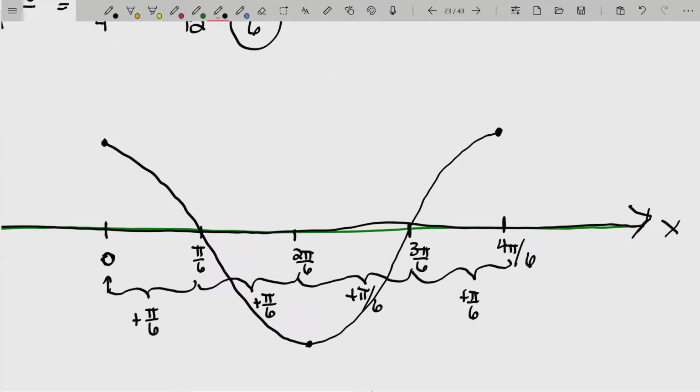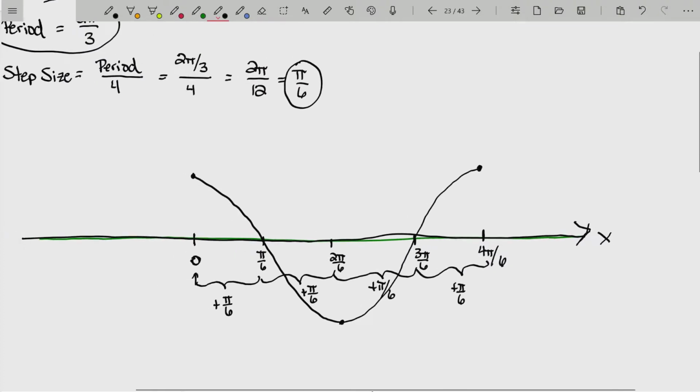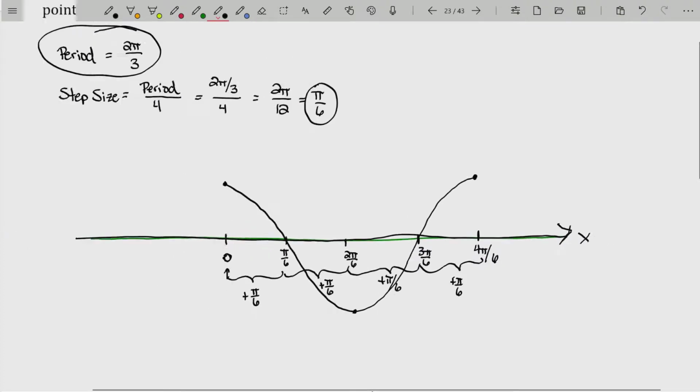It's very dangerous because when you start shifting left or right, you're not going to end at 2 pi over 3. You're going to have a distance here of 2 pi over 3. But because you're going to be shifted where your starting point is no longer 0 eventually, it won't end at 2 pi over 3.